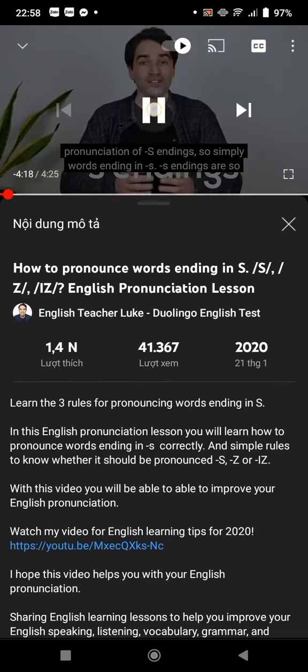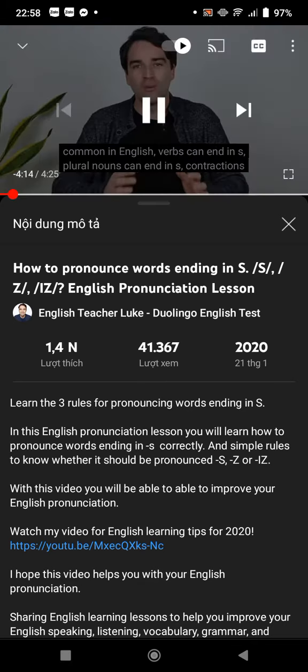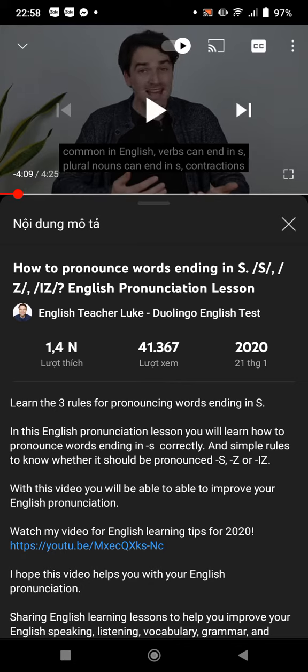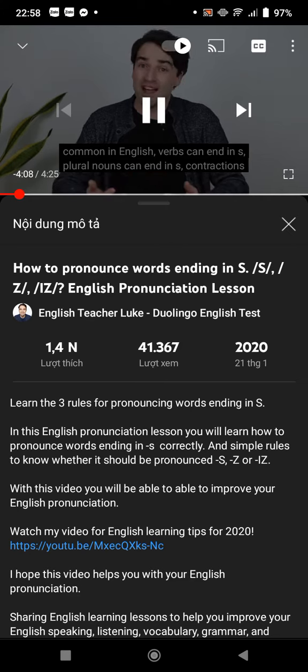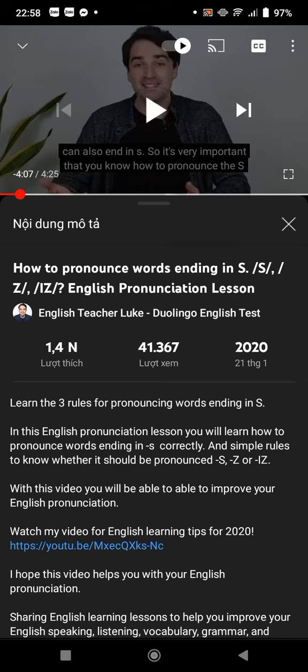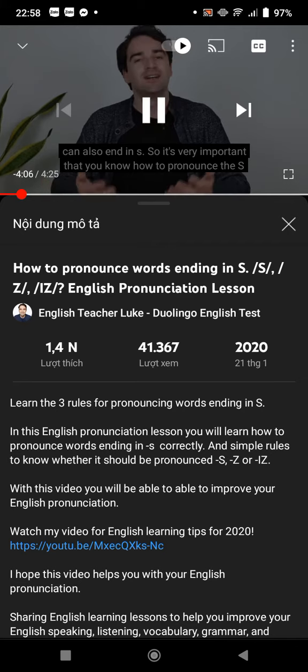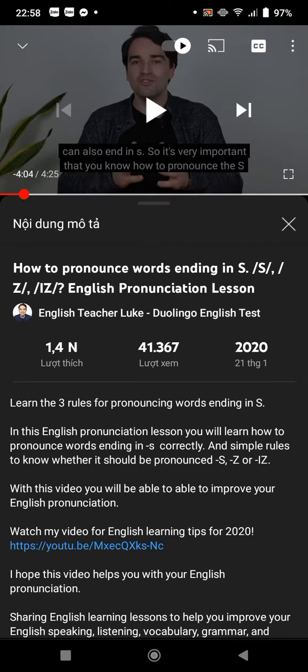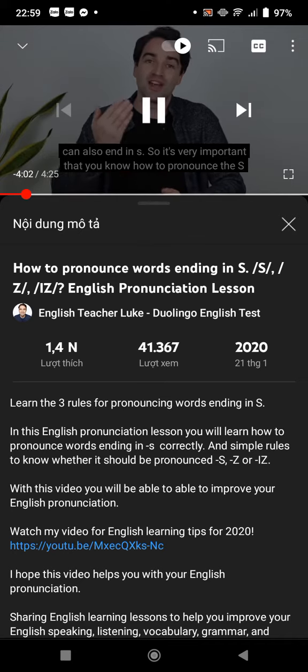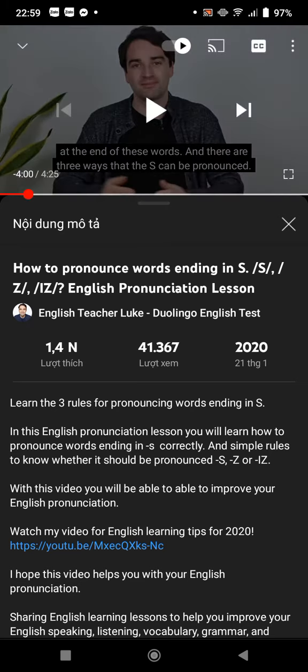In this English lesson, we're going to study the pronunciation of S endings. So simply, words ending in S. S endings are so common in English. Verbs can end in S. Plural nouns can end in S. Contractions can also end in S. So it's very important that you know how to pronounce the S at the end of these words.